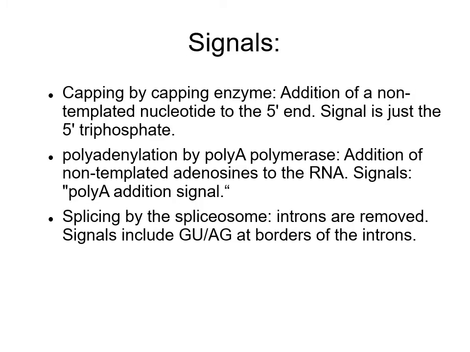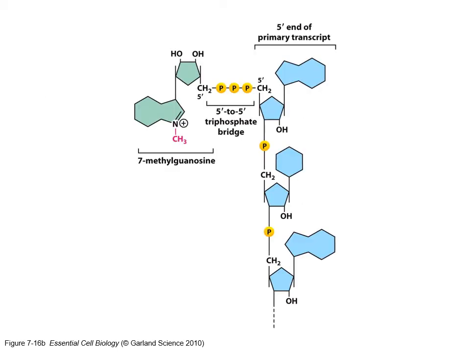All right, so there are signals for all these processes, just as other DNA or RNA-dependent processes have, in that there are specific sequences to which proteins bind to carry out those functions. Okay, for capping, the signal is actually just the 5' triphosphate, right? Polyadenylation by RNA polymerase has a signal, and splicing by the spliceosome also has signals that dictate where that splicing should occur. Okay, so I don't care for you to learn a lot about capping.